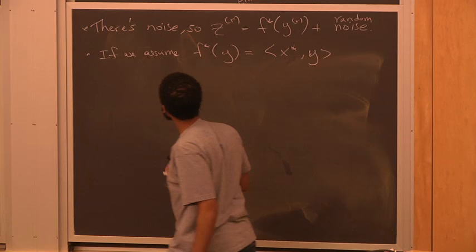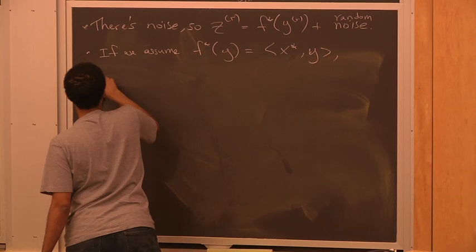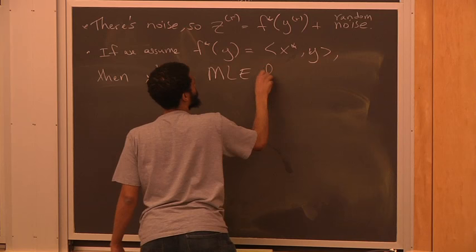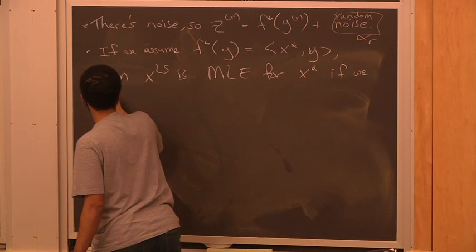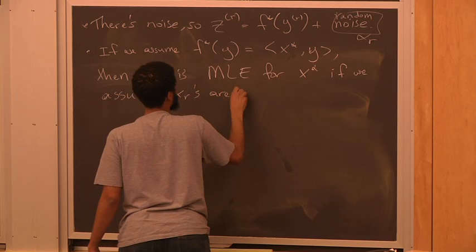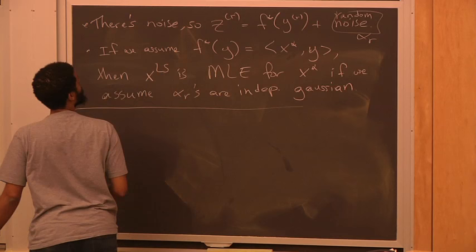Okay. So back to. Maybe I should just write this. So if we assume that this is true, then X_LS is the maximum likelihood estimator for x star. If we assume, let me call this noise alpha_R, if we assume that the alpha_R's are independent Gaussians. So this is probably something you would see in like Stat 110 maybe, or some intro stats class.